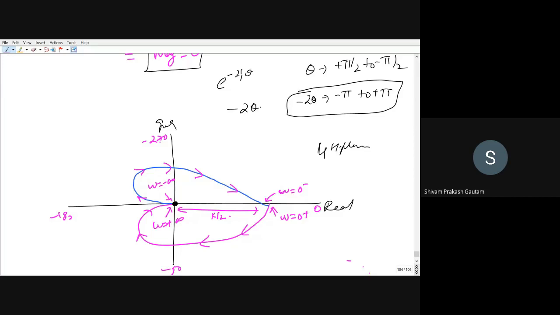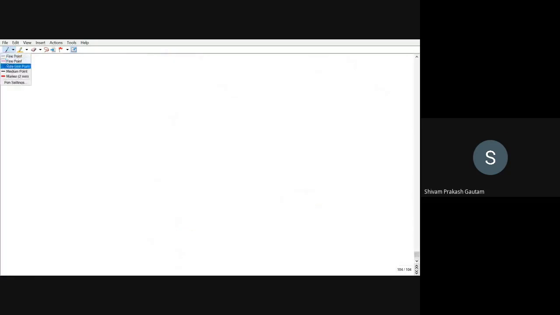We will see one more problem because we have time. Now we will see one more problem, that is, G(s) H(s) is given as K upon s plus 1. Now this is special, just pay attention to this problem. We are having a pole at the origin, you can see.